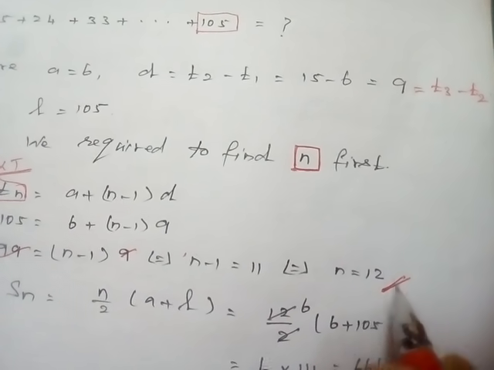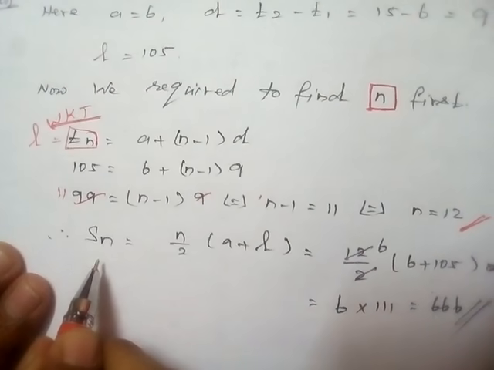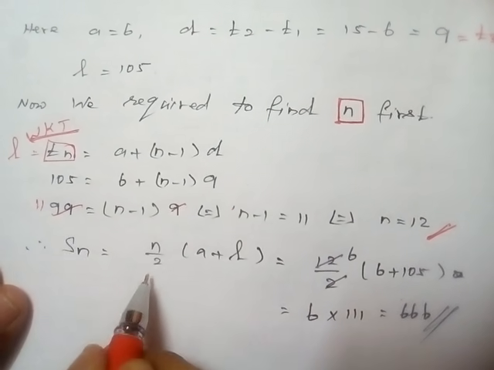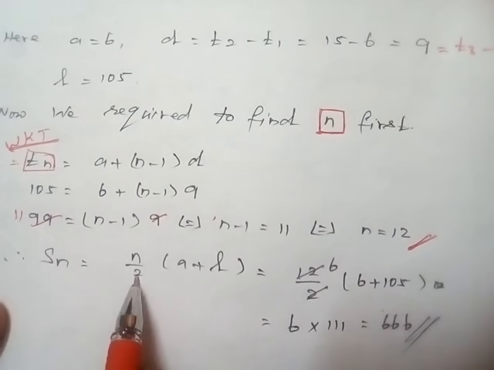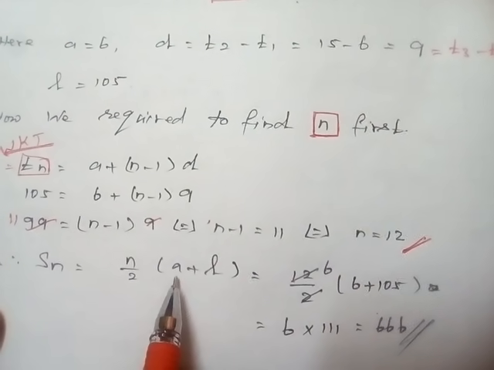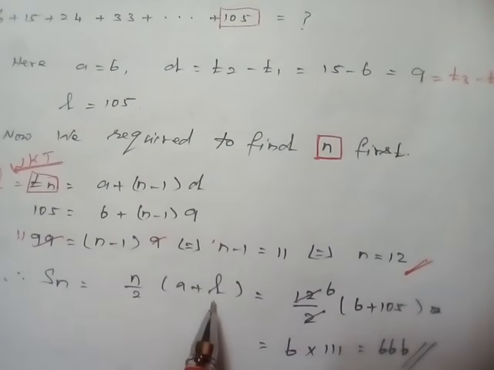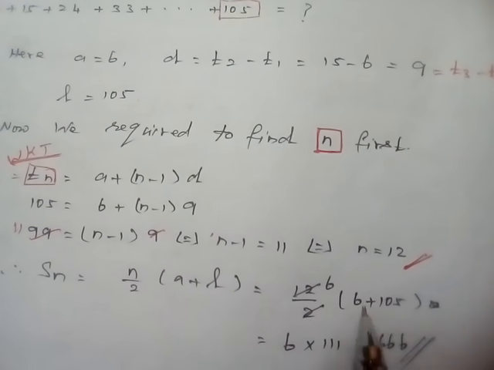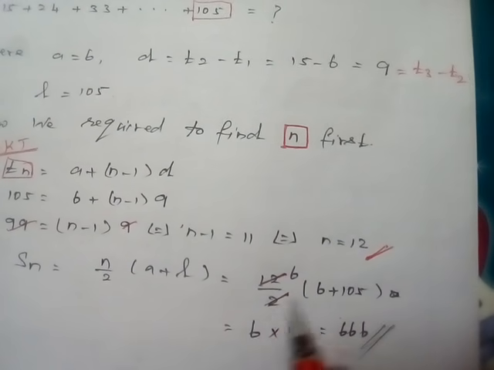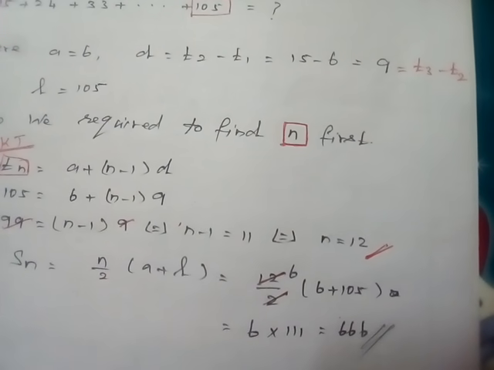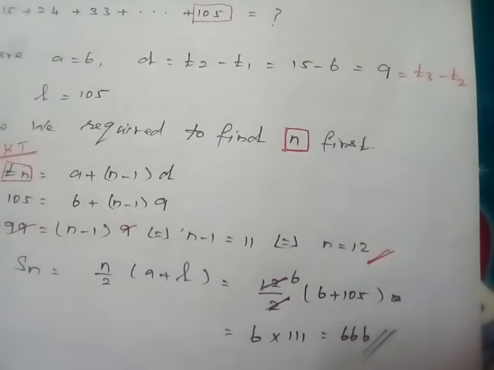Then we apply the formula for the sum of n terms in arithmetic progression: Sn equal to n by 2 into a plus l. Here n is equal to 12, divided by 2, into a, the first term 6, plus the last term 105. So 6 plus 105 will be 111. 12 by 2 is 6, so 6 into 111 is 666. This is the answer. Very simple concepts.